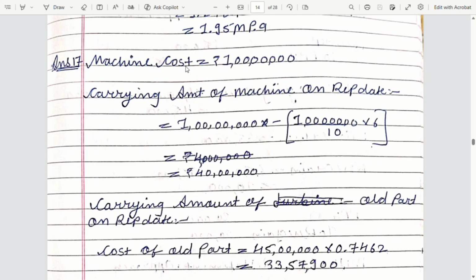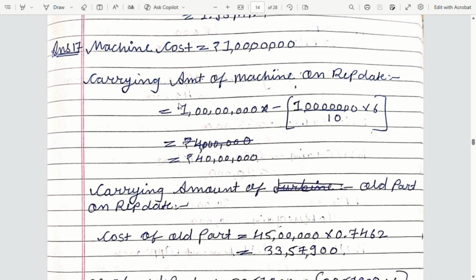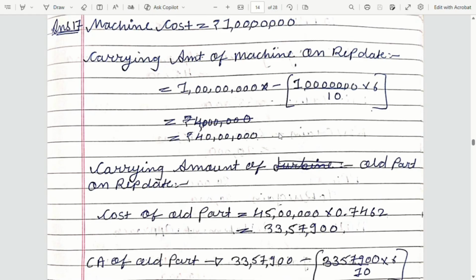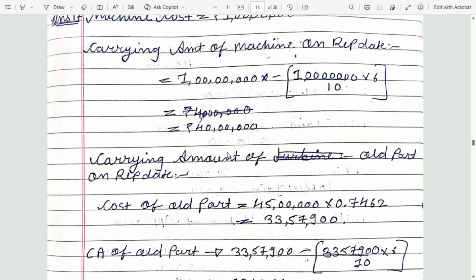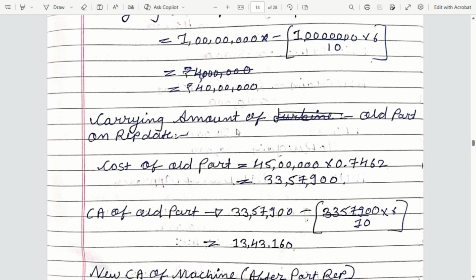See, this is the machine cost, which is 1 crore. Okay, first we are going to calculate the carrying amount of the machine on the replacement date. मतलब 6th year तक कितना carrying value होगा, that we are going to calculate. So this depreciation of 6 years, we subtract it to get the carrying value of the 6th year. Carrying amount of the old part on the replacement date.